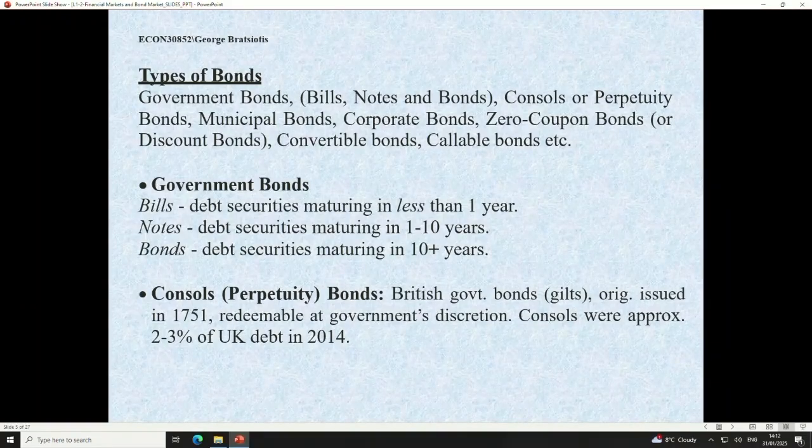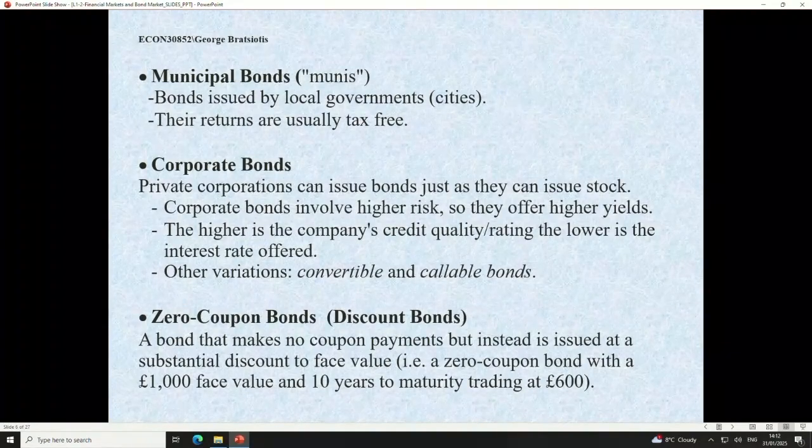In 2014, approximately 2 to 3% of UK debt was held in perpetuity, in consols bonds. But I know that the government has probably eradicated most of them now. They got rid of them. So they're back to normal bonds. Then you've got municipal bonds. These are bonds issued by local governments and cities.